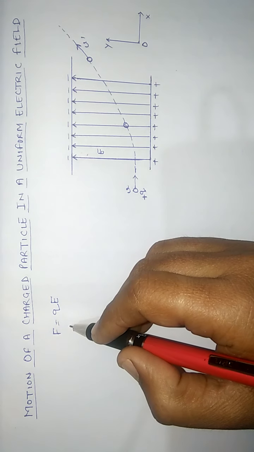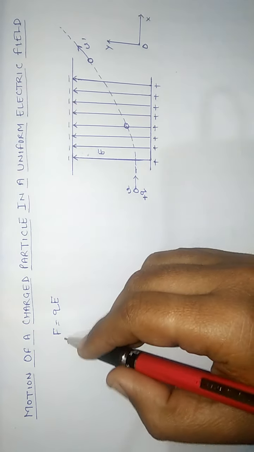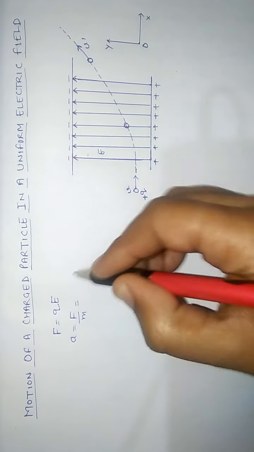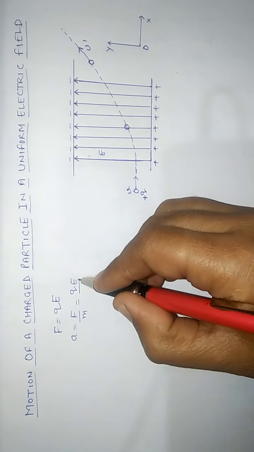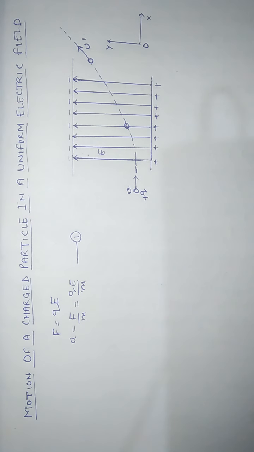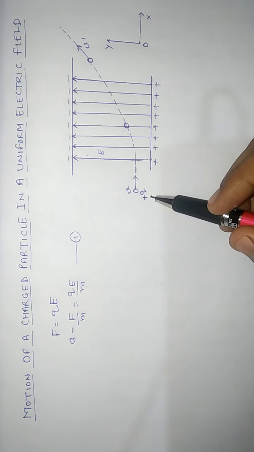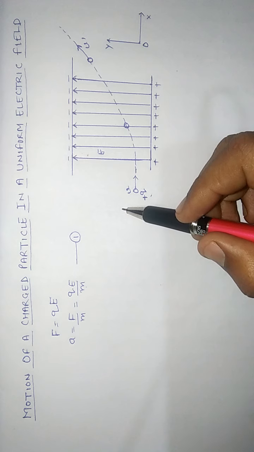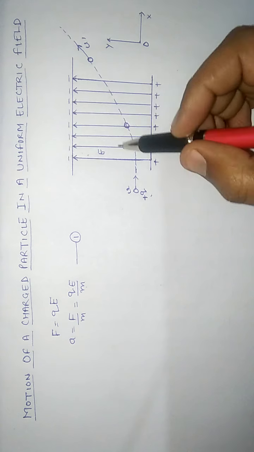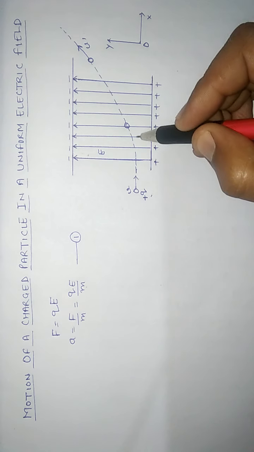Now the acceleration of this charged particle due to this force F equals QE will be a equals F upon M, or QE upon M. This can be written as equation number 1, where M is the mass of this charge. The force is directed towards the negative plate, so the particle is deflected from its original path.